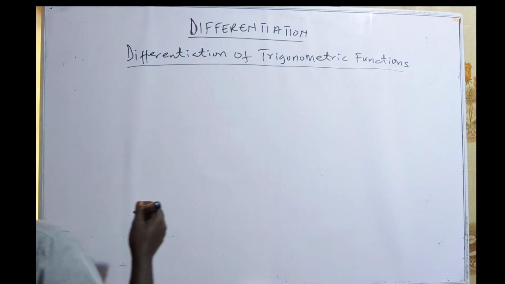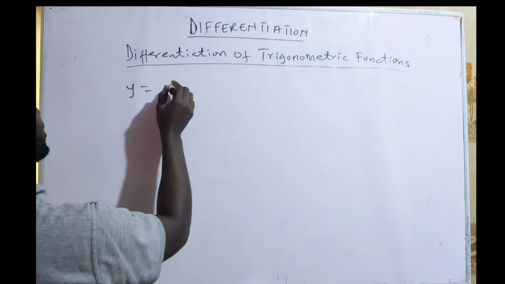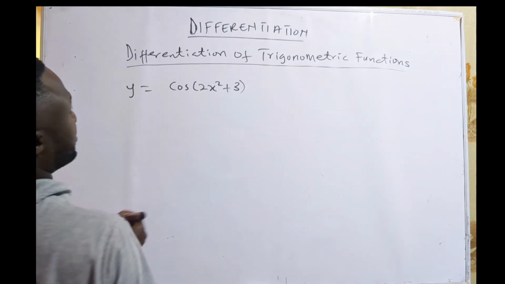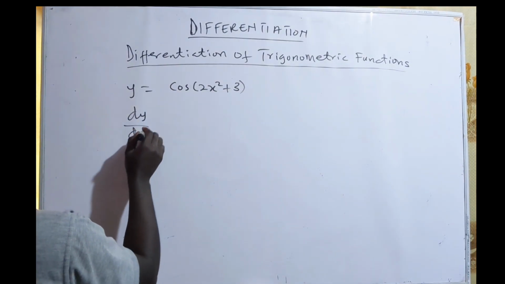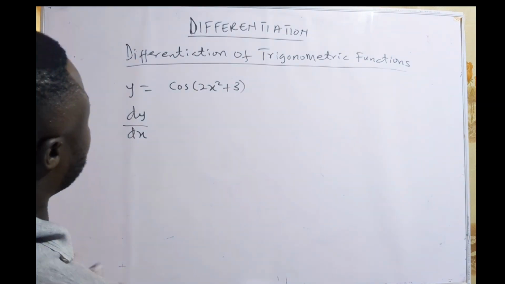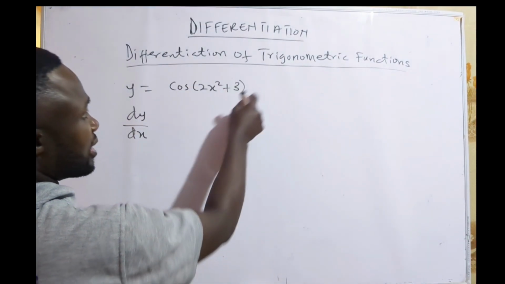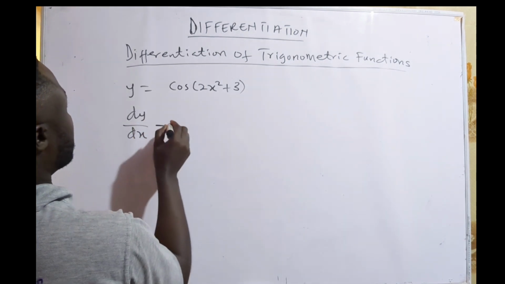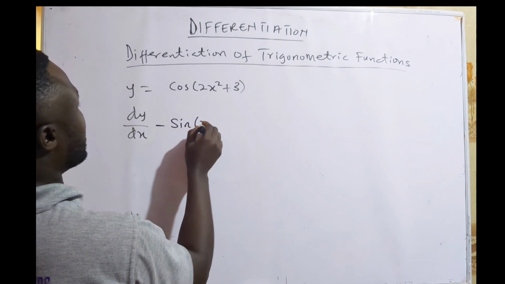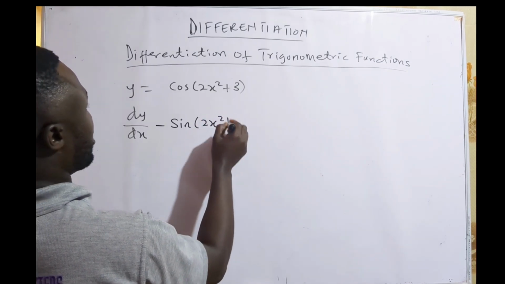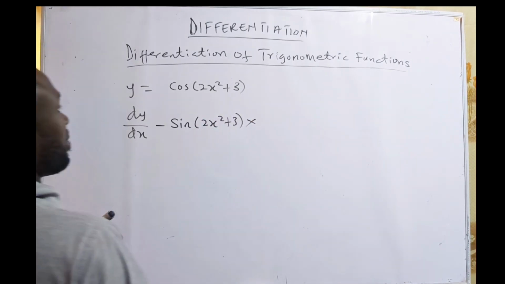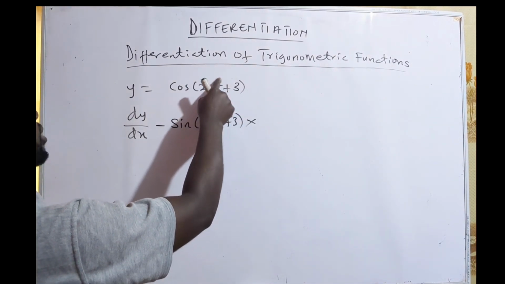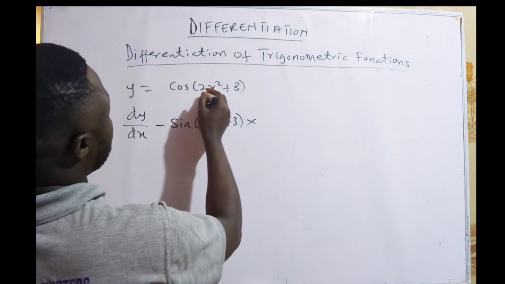Also, let's say for instance I have y is equal to cos of (2x squared plus 3). How do you differentiate this? When I differentiate, you take the whole of this and differentiate everything. I differentiate the cos. Cos gives minus sine, so minus sine (2x squared plus 3). Then you multiply by the differentiation of what is in the bracket here. If I differentiate this, 2 times 2 will give me 4, so this gives me 4x.